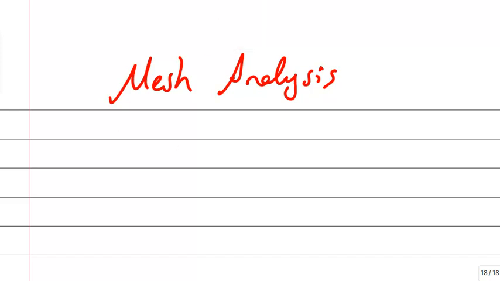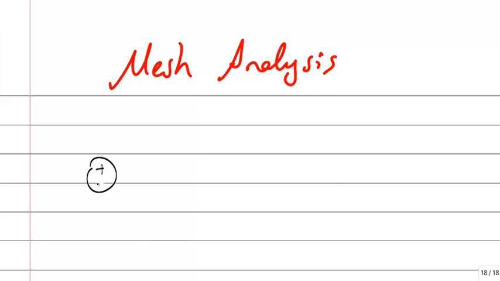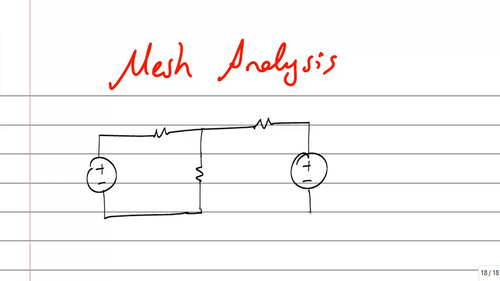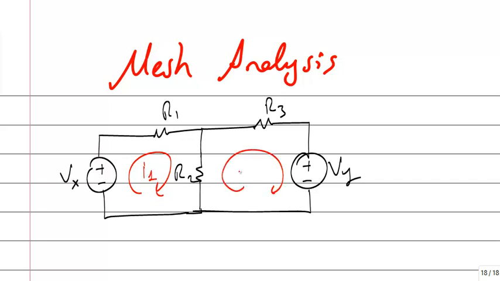I want to solve this if I can. What's mesh? Inner loops. Okay, look at the circuit: Vx, Vy, R1, R2, R3. How to apply the mesh equation? Define mesh currents I1, I2. There are two meshes. Then write KVL equations.